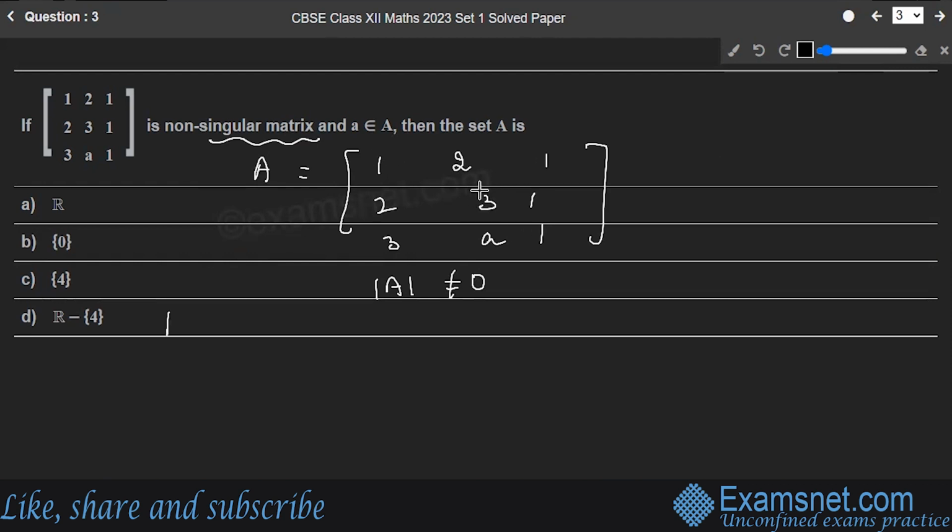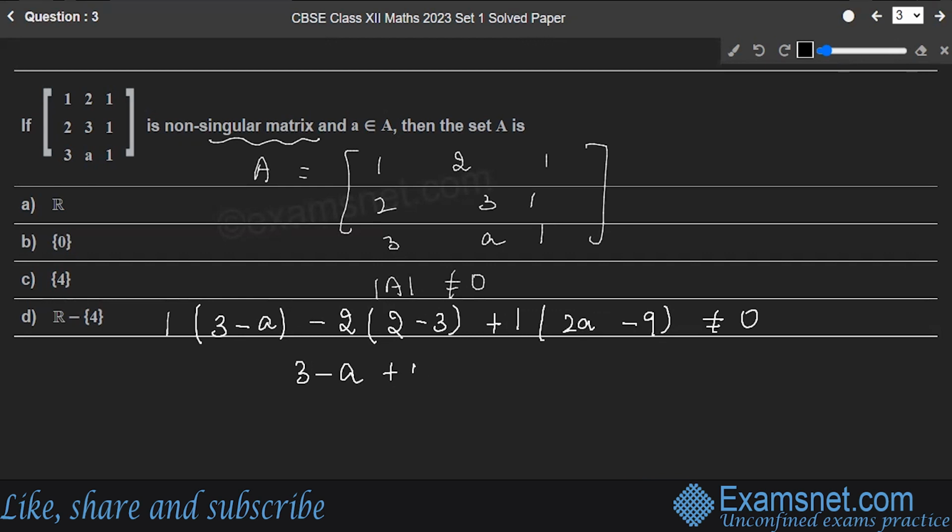1 into this whole thing, right? So 1 into (3 into 1 minus a) minus 2 into (2 into 1 minus 3 into 1) plus 1 into (2 into a minus 3 into 3). This is not equal to 0. This gives you 3 minus a plus 2, okay, 4, sorry, minus 4. Let's write it plus 2 only. Okay.